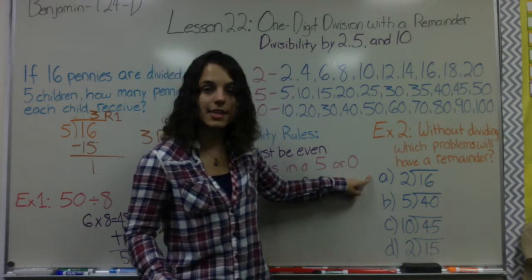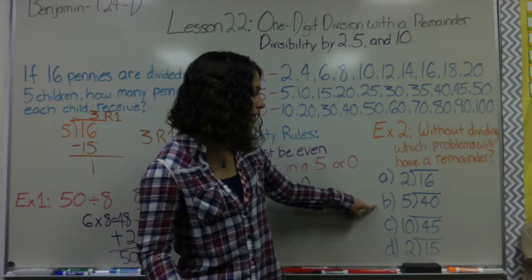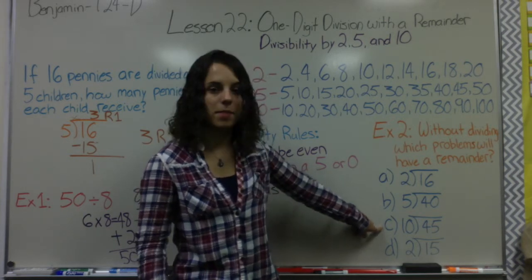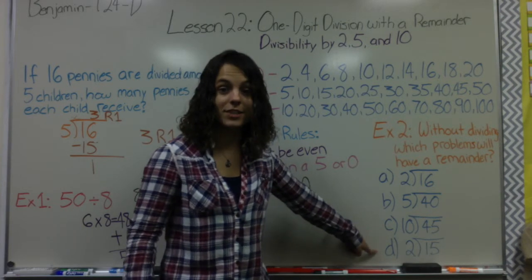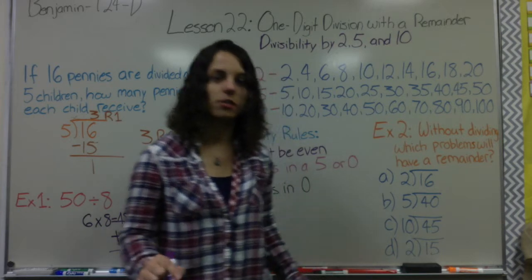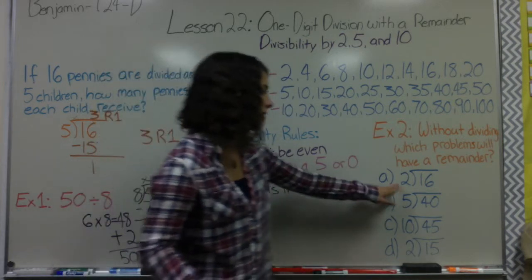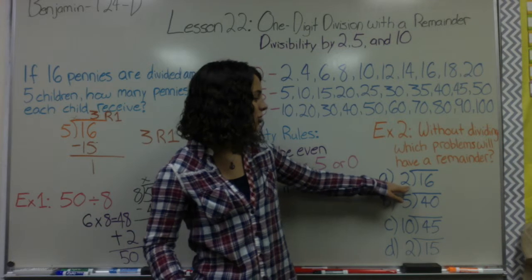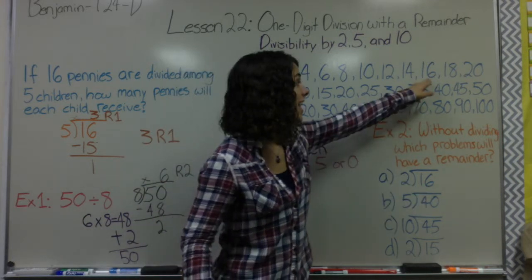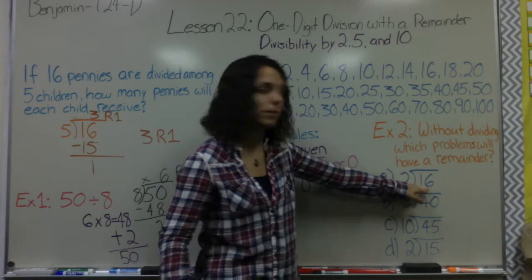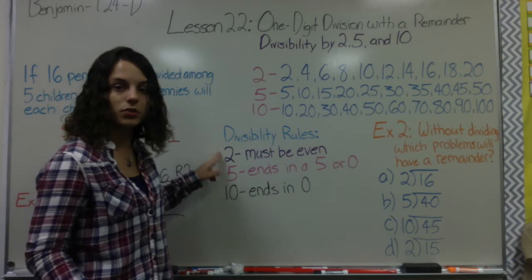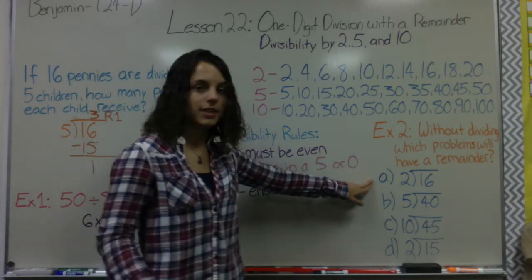A is 16 divided by 2. B, 40 divided by 5. C, 45 divided by 10. And D, 15 divided by 2. So which problems will have a remainder? If we check our divisibility rules, 2 can go into 16. Well, let's see. It can, because 6 is an even number, meaning 16, the whole thing is even. That's my divisibility rule for 2. So A will not have a remainder.